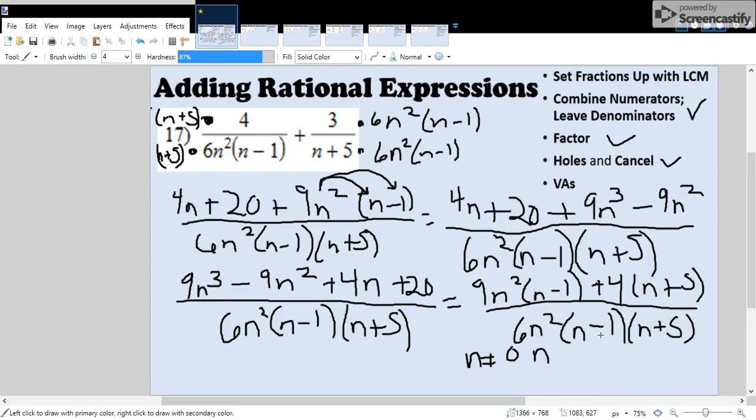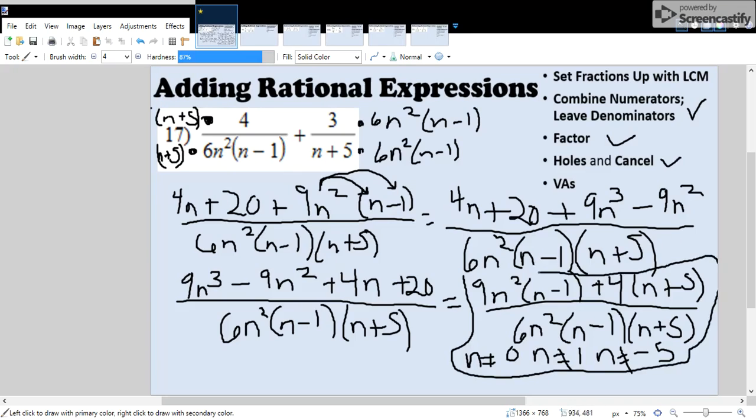When we set n minus 1 equal to 0, we would get that n is equal to 1. So we also have a vertical asymptote at n equals 1. And then the last part, when we set n plus 5 equal to 0, we're going to get n equals negative 5. So we have vertical asymptotes at n equals 0, 1, and negative 5. So those are excluded values.